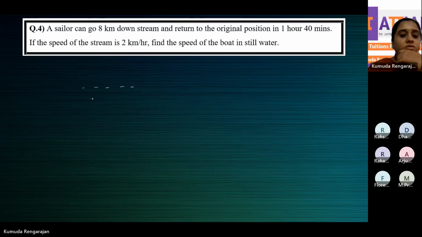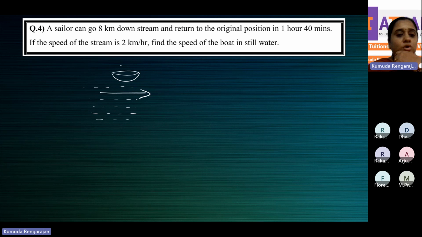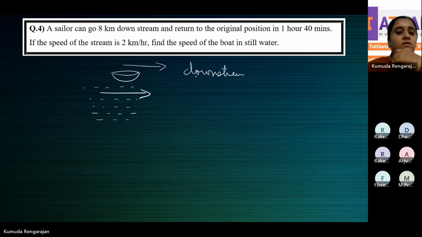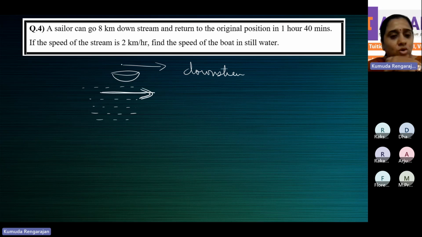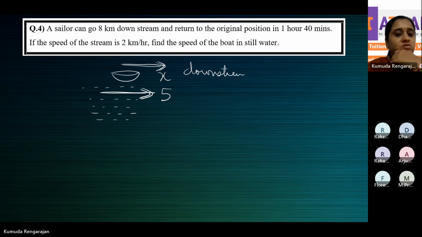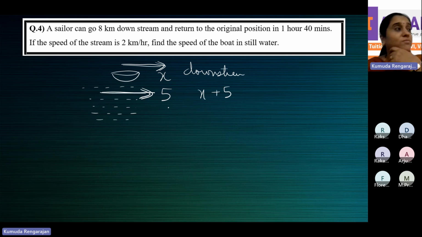So if the water is flowing in this direction and you row your boat in the same direction, then you're going upstream or downstream? Downstream. Water flows in a particular direction and you row your boat in the same direction, that means you're going downstream. The speed of the boat in still water is x. The speed of the water is 5. So the net speed will be x plus 5. So the speed downstream will be the speed of the boat plus the speed of the water.